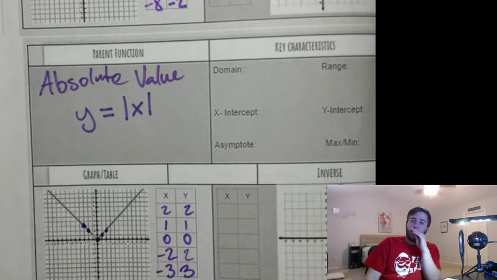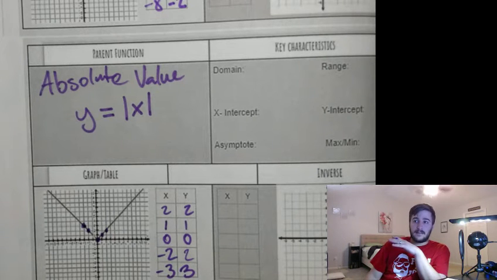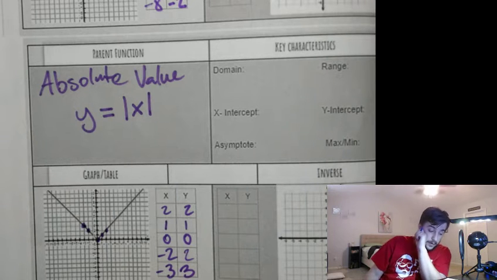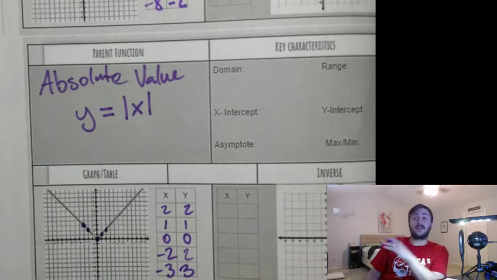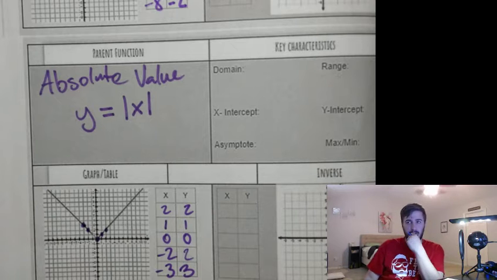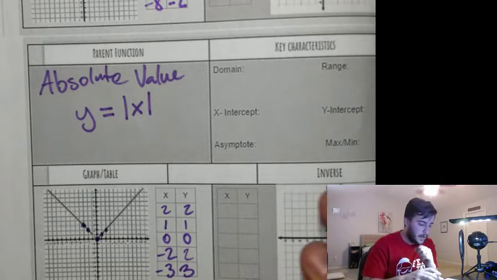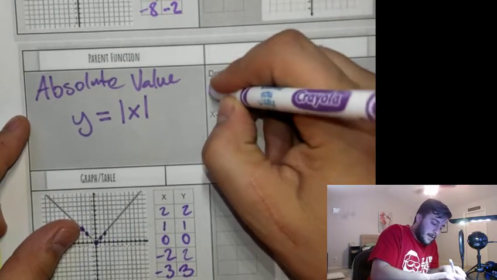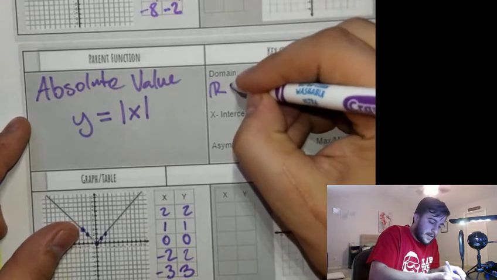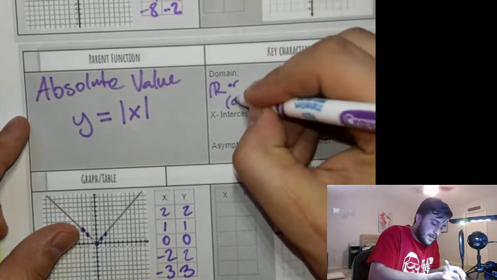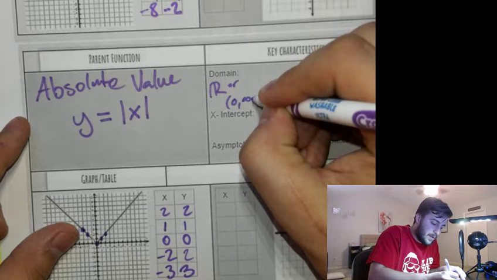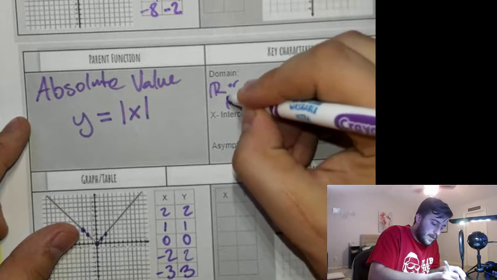Okay. So the whole idea is that your outputs from this function should not be negative. Your y's should not be negative, at least from the parent function. We may shift it, we may turn it around and stuff, but that's kind of the idea. It makes a V shape. It's a very distinct shape, a lot like all these other guys. There's no restrictions on the domain. It's all real numbers, or negative infinity to infinity.